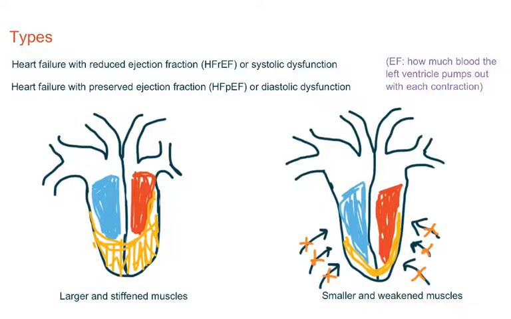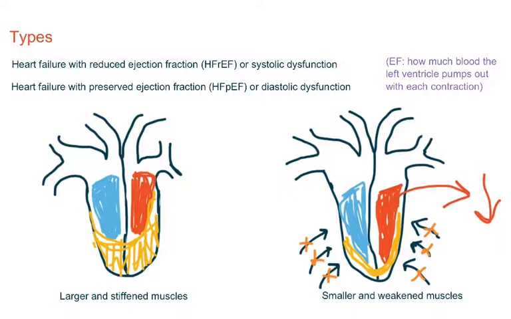So what happens in systolic dysfunction? In systolic dysfunction, during systole, which is the phase of the cardiac cycle where heart contracts and pumps the blood out, the heart is unable to pump with enough force because the heart muscles are weakened and smaller. So now these smaller muscles, they do not contract enough or squeeze enough as they used to. This causes less blood to be ejected out of the heart with each contraction.